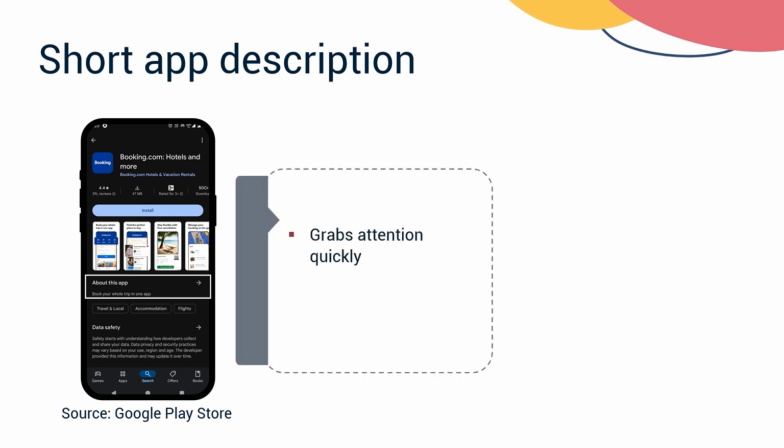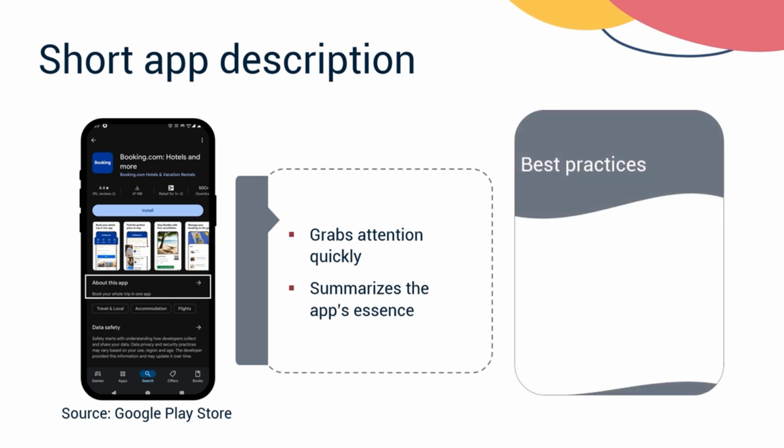It needs to grab attention quickly and encapsulate the essence of your app in just a few sentences. Some best practices include using relevant keywords for better visibility and keeping the description concise, ideally under 80 characters.